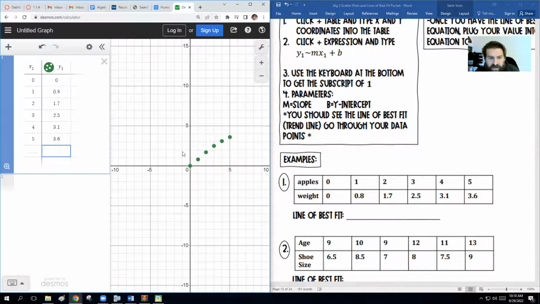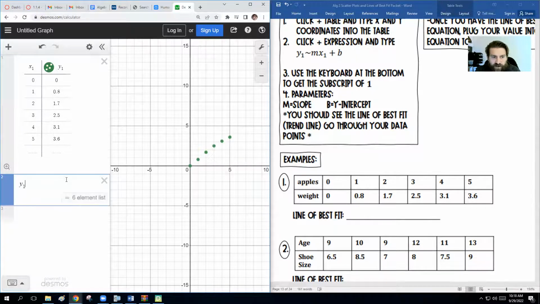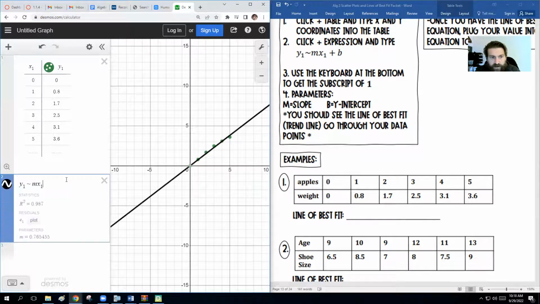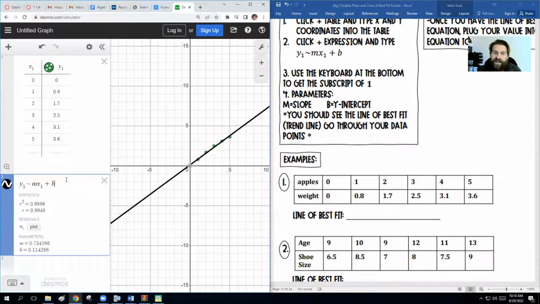All right, so generally that makes a straight line. It looks like it's a little dipped, but we can have Desmos try to figure this equation out. So if we do y sub 1 and then this little squiggle line, m x sub 1 plus b, what that actually does is really complicated math. It goes through the dots and tries to find the best line possible. And it actually tells us our parameters of what our m and our b should be, and that's listed down here in the bottom.